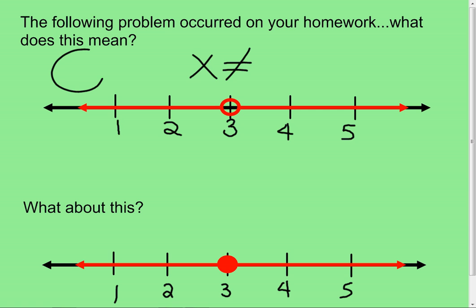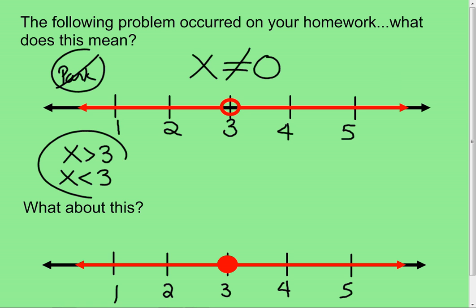Here's a sign that says parking, and they put that line through it. No parking. X is not 0. You could have described it with, like Nick said, I think, X is greater than 3, the positive numbers, and then the numbers smaller than 3. You could describe it that way, too. They're both correct. This is more succinct.